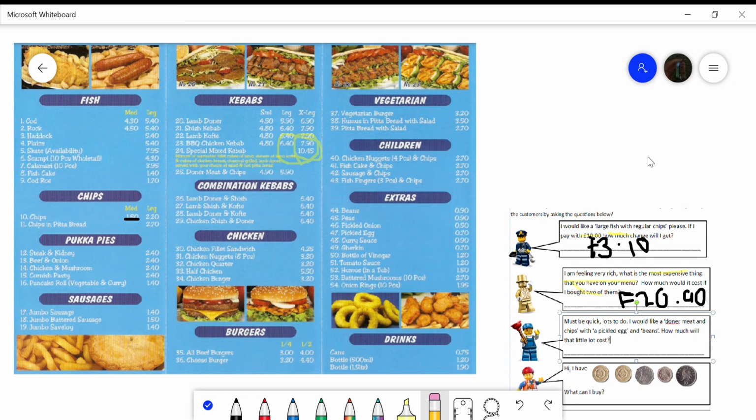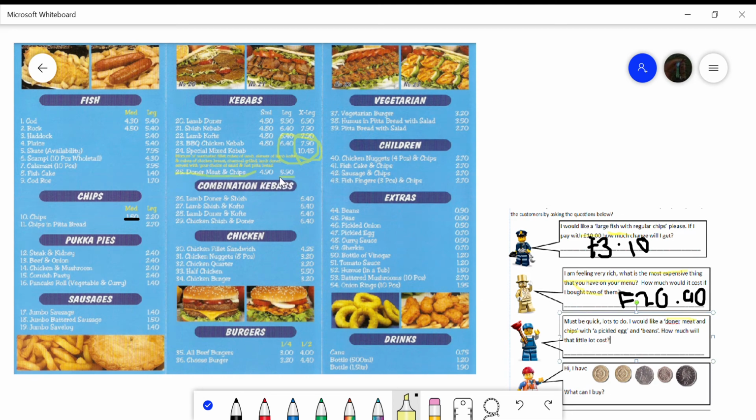Okay, our next customer says, must be quick, lots to do. I would like a doner meat and chips with a pickled egg and beans. Ugh, I'm not sure I'd want that for my lunch. So we want a doner meat and chips. Okay, well I saw that earlier, so that's here, doner meat and chips.